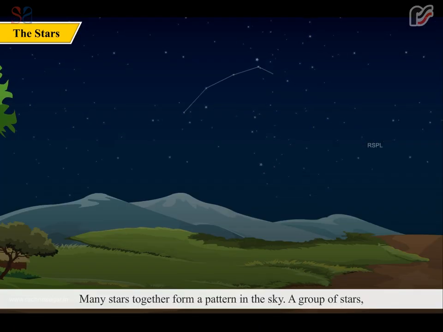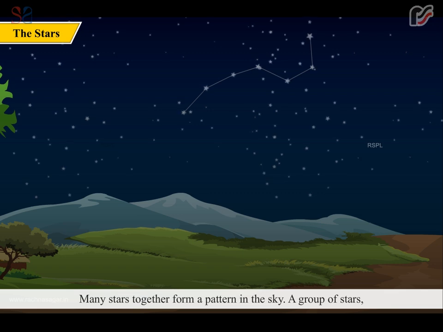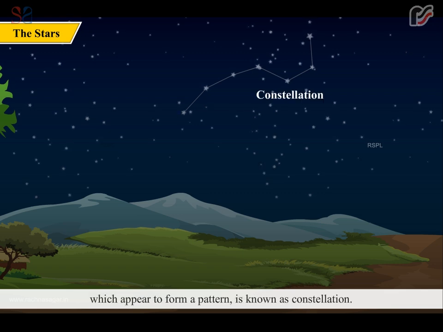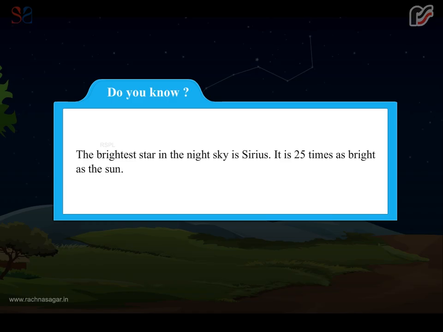Many stars together form a pattern in the sky. A group of stars which appear to form a pattern is known as constellation. Do you know? The brightest star in the night sky is Sirius. It is 25 times as bright as the Sun.